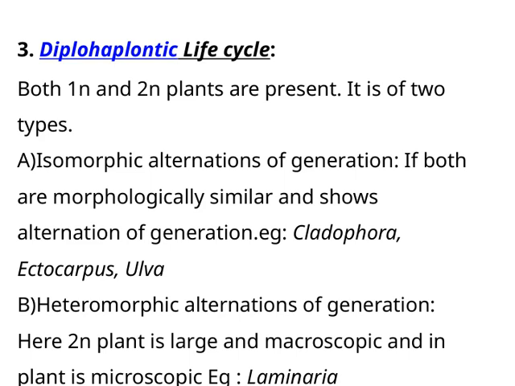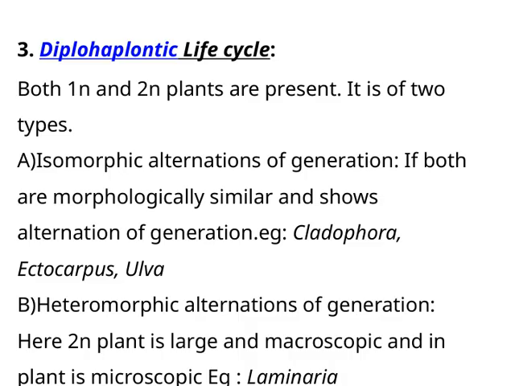In this cycle, both 1N and 2N plants are present, which means we see both haploid and diploid stages. This type of life cycle actually has two main variations. The first is called isomorphic alternation of generations. Here, both the haploid and diploid forms look very similar morphologically. They alternate in the life cycle, but visually they are almost indistinguishable.